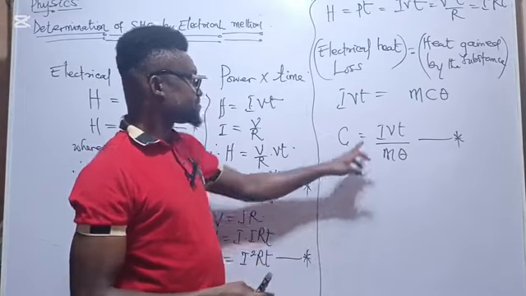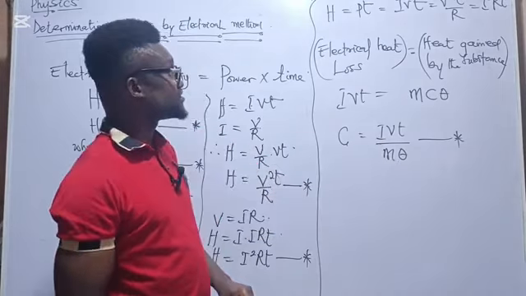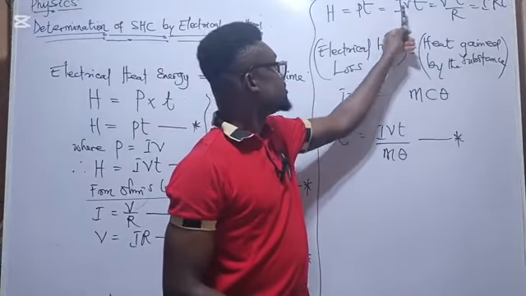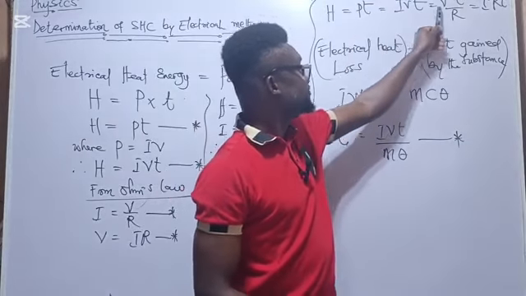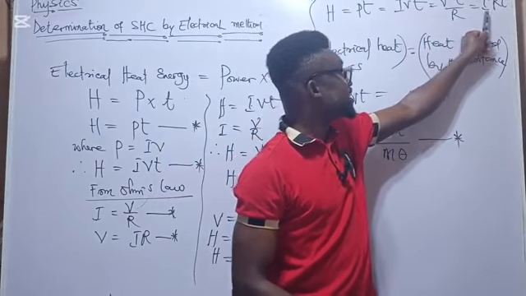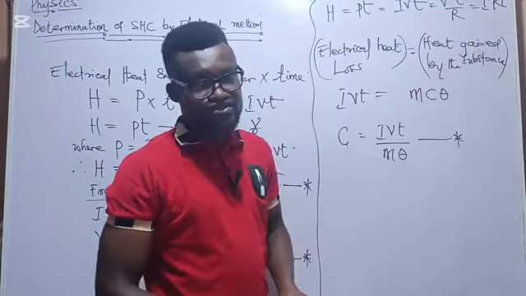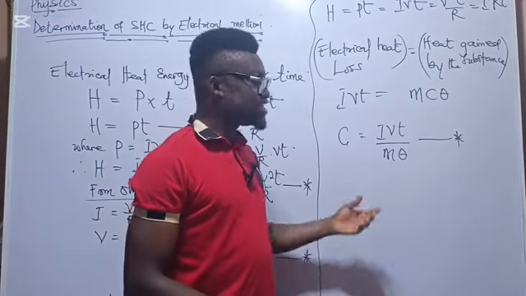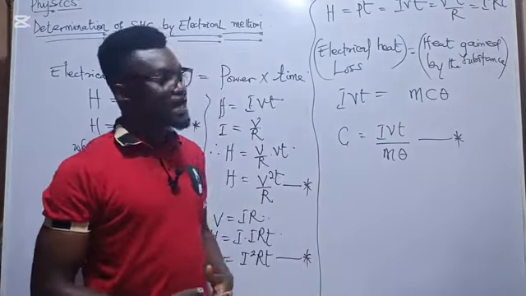And then remember, this IVT has various forms. IVT could be power times time. It could be V squared T over R. It could be I squared RT. It depends on the equation given to you. So with that, let's move into calculation.